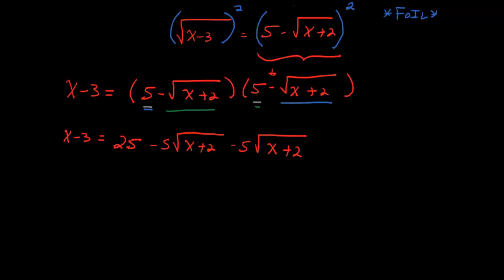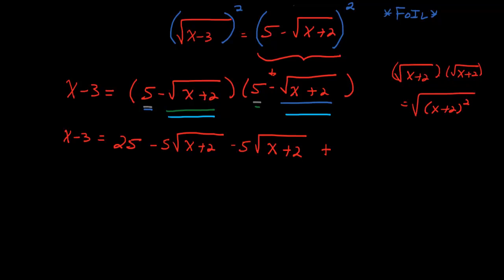And then in our last portion, let's do this in bright blue, we're going to have negative square root of x plus 2 times a negative square root of x plus 2. That negative times a negative will give me a positive. And square root of x plus 2 times square root of x plus 2 is equal to the square root of x plus 2 squared. And that just equals x plus 2. So we're going to have plus x plus 2.